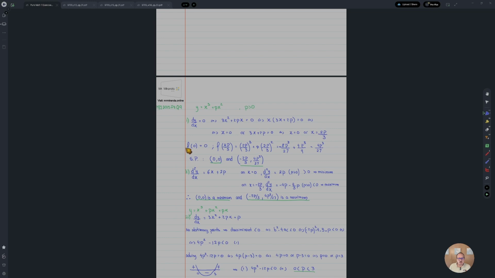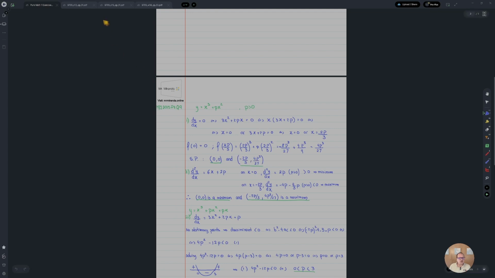Plug this into the original function, and you have the corresponding y coordinate. So here you have the first point, which is (0, 0). And thus you prove that the origin is one of the solutions. Then plug the other value into the cubic function, simplify it, and here you have the y coordinate, in terms of p.